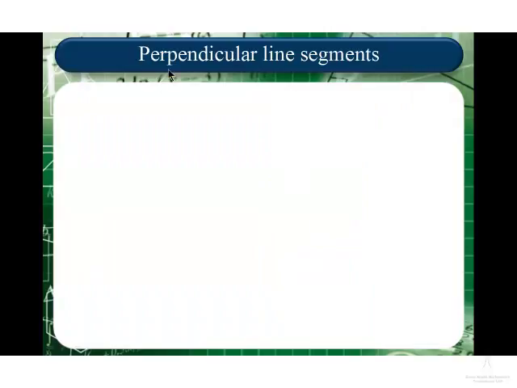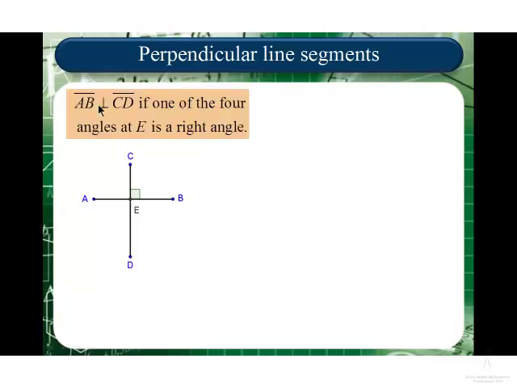The concept of perpendicular line segments plays a very important role in Euclidean geometry at the school level. So let us have a look at what this means. Here we have two line segments AB and CD, and the intersection point of the two line segments at E. Now we say that the line segment AB is perpendicular to the line segment CD if one of the four angles at the point of intersection E is a right angle.